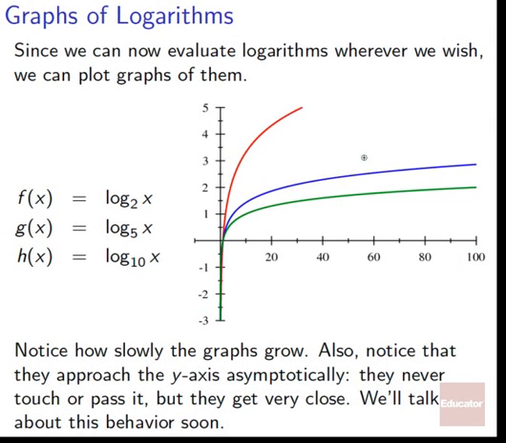So notice how slowly these graphs grow. They grow really, really slowly, because for logs, it takes a really big number to get even slight increases in our verticals. And the farther out they go, the slower they grow. Now, notice that they approach the y-axis asymptotically. As they get smaller and smaller, they get really close to the y-axis. They never touch or pass it, although that might be hard to see in this picture since it looks like it's right on top of it. We'll talk about why it can't actually touch or go past the y-axis soon when we talk about the domain of a logarithm.